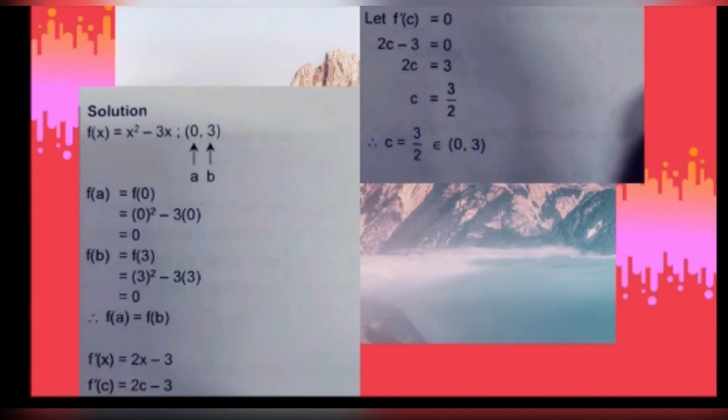For the next step, we have to differentiate the f(x) equation and it becomes 2x minus 3. And then we replace f prime of x with c and it becomes 2c minus 3. And then we let f'(c) equal 0. So c equals 3 over 2. This means c is an element of the interval 0 to 3 because we got the value for c, which is 3 over 2.